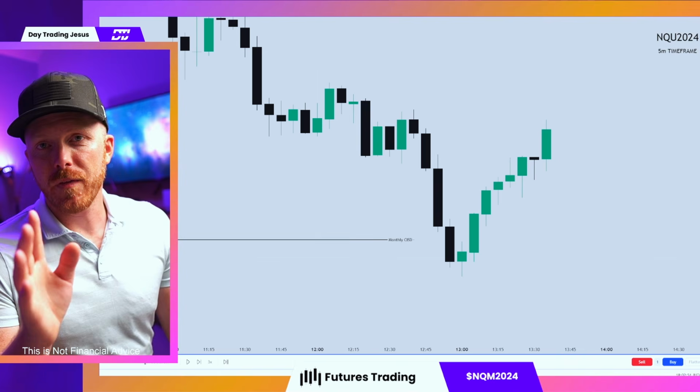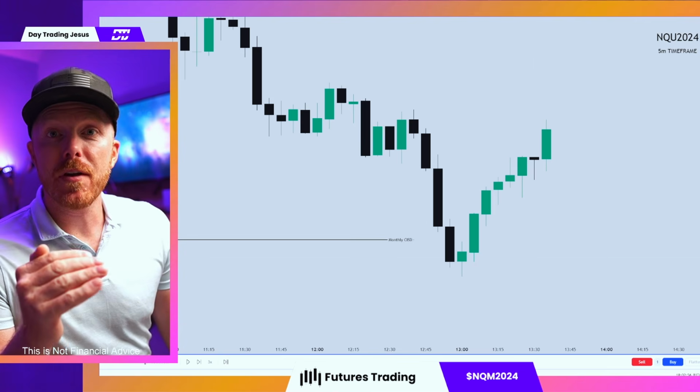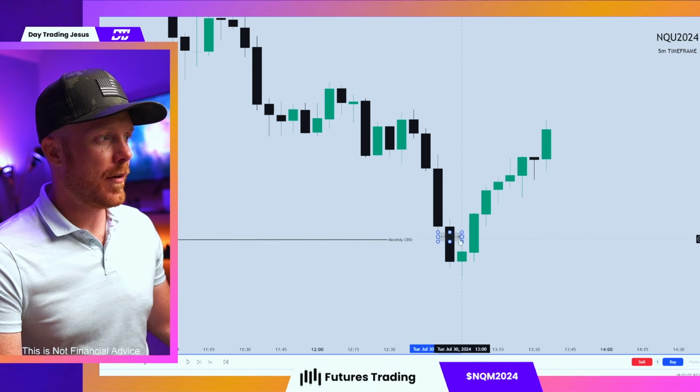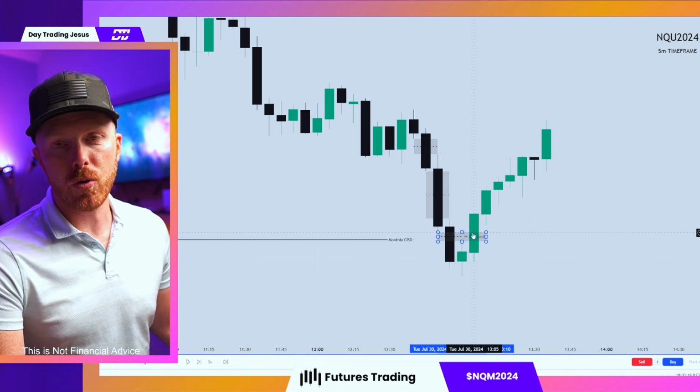An inversion fair value gap, or an IFVG for short, is basically a fair value gap that has been violated. Here we have a fair value gap. As soon as a candle closes above this fair value gap, violating it, it turns into an IFVG.